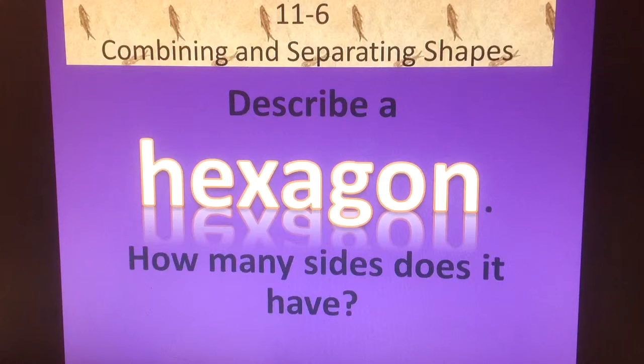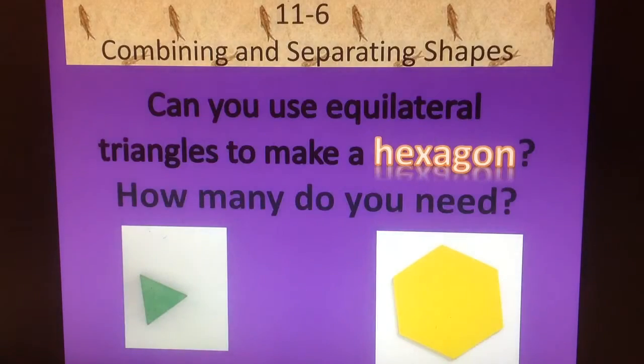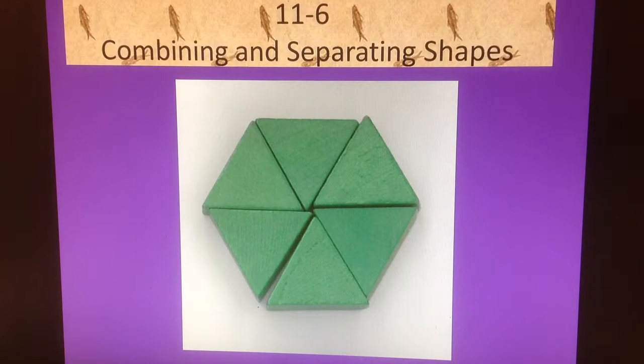Start by describing a hexagon. How many sides does a hexagon have? We know a hexagon has 6 sides. Can you use equilateral triangles to make a hexagon? And if so, how many do you need? Pause the video right now to try it on your own. You could draw them if you don't have tangrams at home. That's what it could look like. 3 equilateral triangles put together make a hexagon.